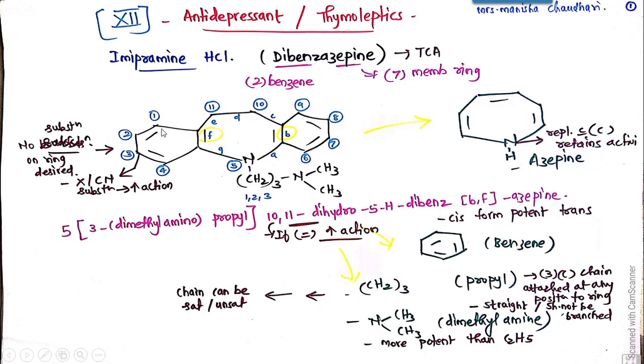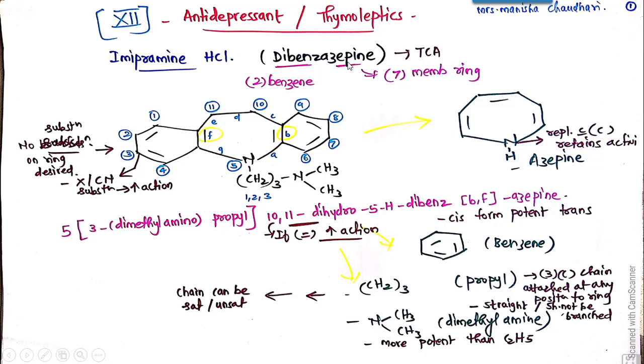So dibenzazepine. Azepine is nothing but a 7-member ring which contains, since it is aza, a nitrogen at the first position, and hydrogen is attached to the nitrogen. So this ring is the azepine ring. When two benzene rings are attached to azepine, it is known as dibenzazepine.